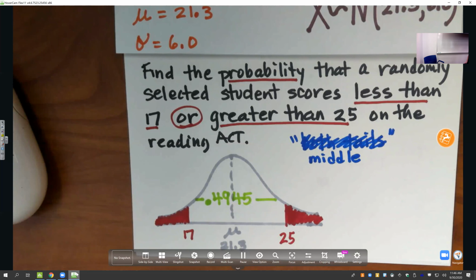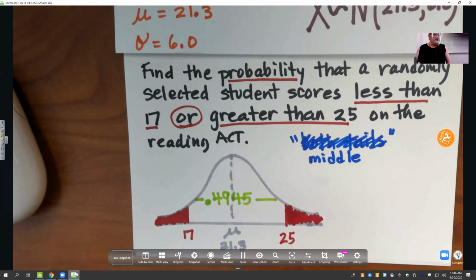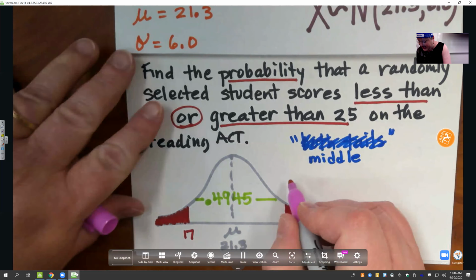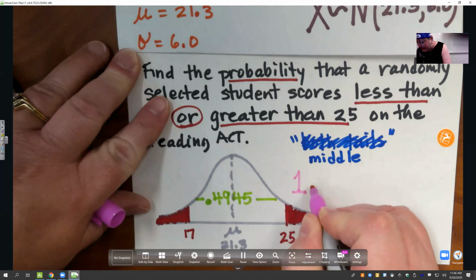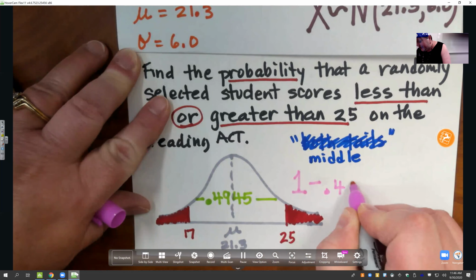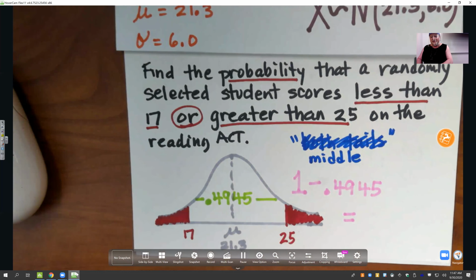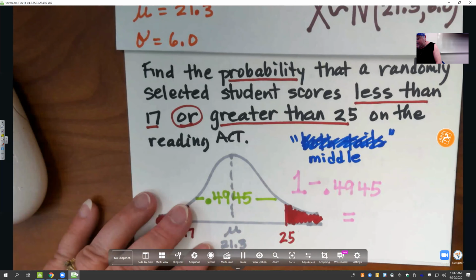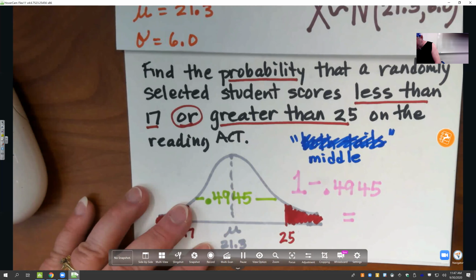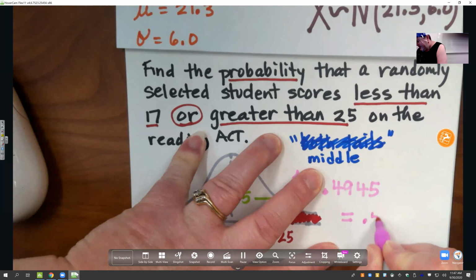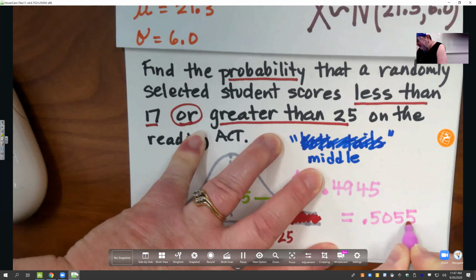Well, we said a little while ago that the area under the entire curve is 1. So if I take one whole and I subtract off the piece that's in the middle, that should give me what's left. Okay, so this has an extra step. The OR has an extra step. So we have to do 1 minus 0.4945, which is 0.5055.